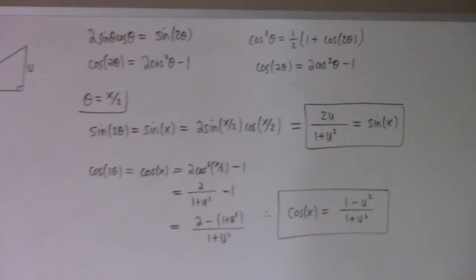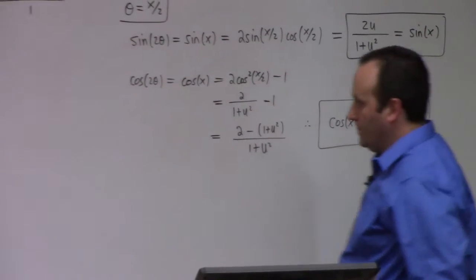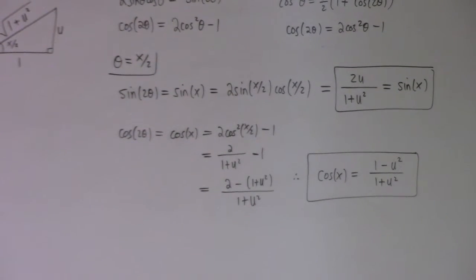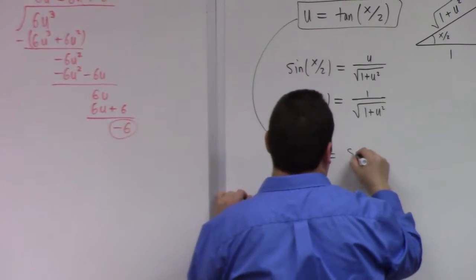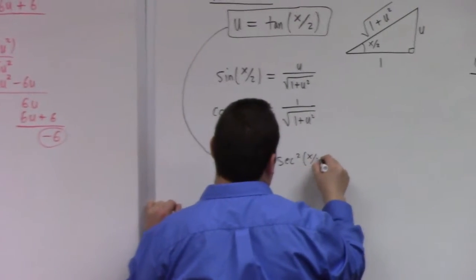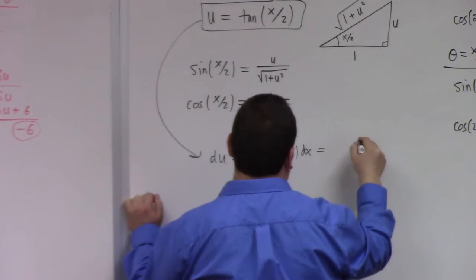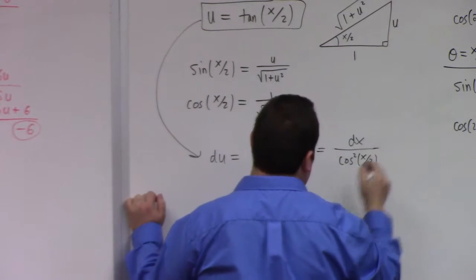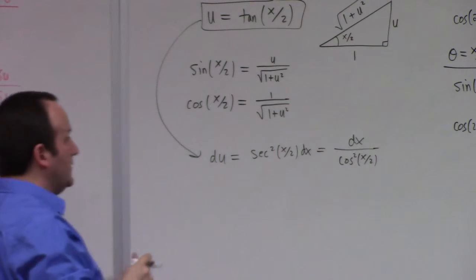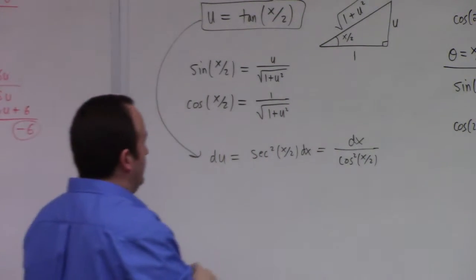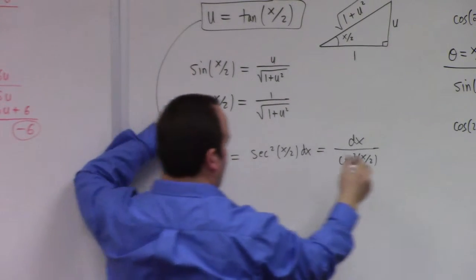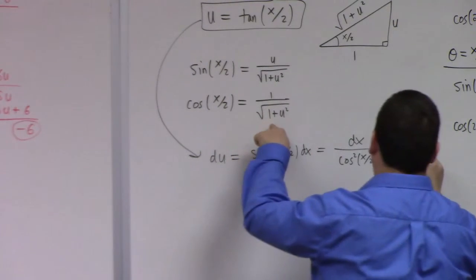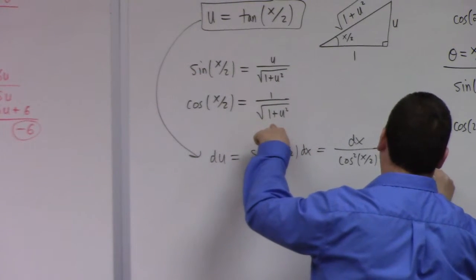How are du and dx related? We're also going to need to change the measure. If you calculate du, we got what? du is secant squared x over 2 dx, which is dx over cosine squared x over 2, right? Which is just what? Looking at this, that's one over 1 plus u squared, right?